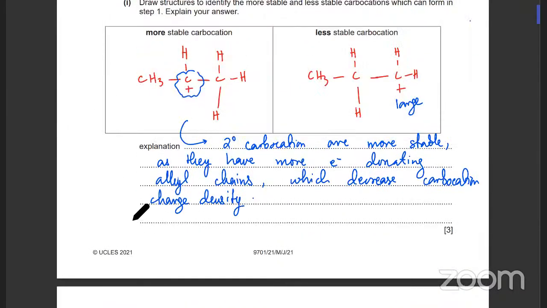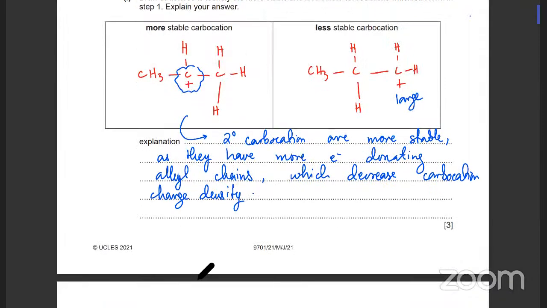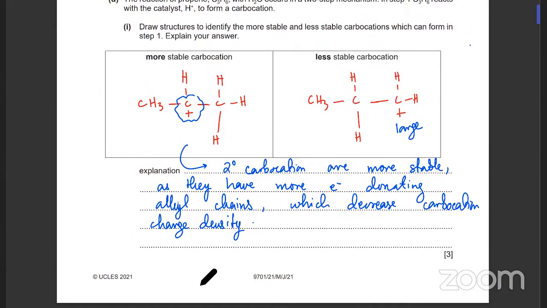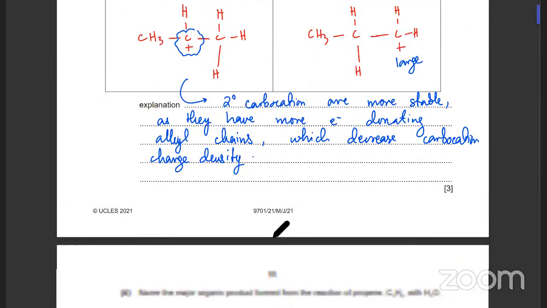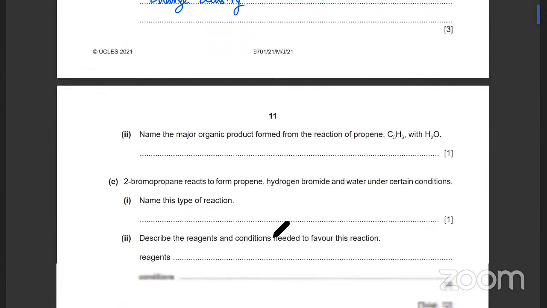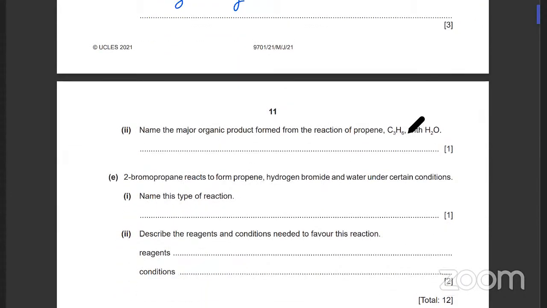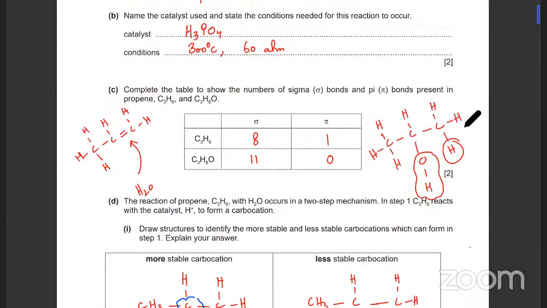And remember, this comes up very frequently in almost any mechanism where a carbocation is formed, whether it's an SN1 mechanism or the electrophilic addition mechanism. You'll be asked about this. Now, name the major organic product formed from the reaction. So what is the name of this major organic product? What do you call this?